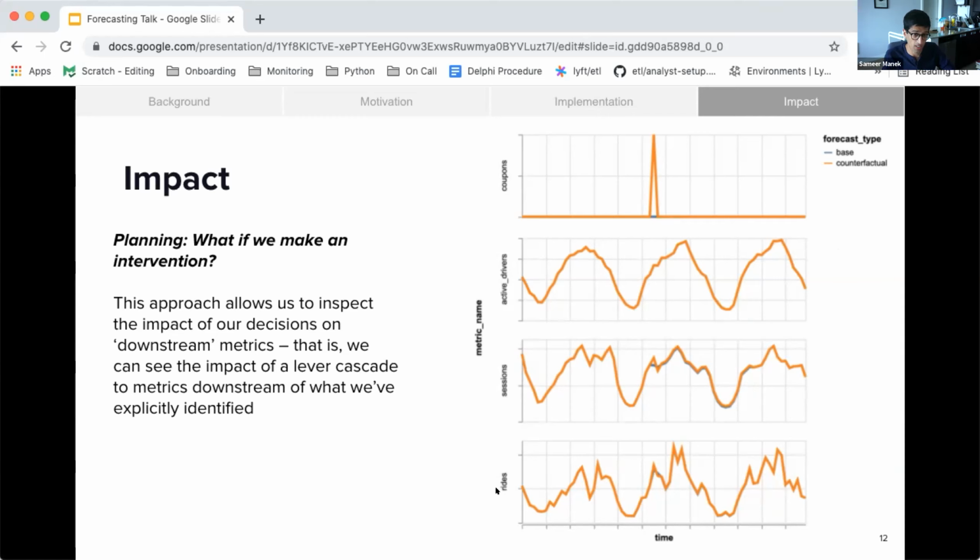And we can also see the effect on things that are not directly causally related. So rides, which is a little bit further downstream, we can see the impact of increasing coupons during that one time period. Some of these can be non-obvious, some of them can certainly be obvious. That is to say, the submodel on its own could have answered the question of what is the relationship from coupons to sessions, but it might not have been able to answer what's the impact of increasing coupons on rides.